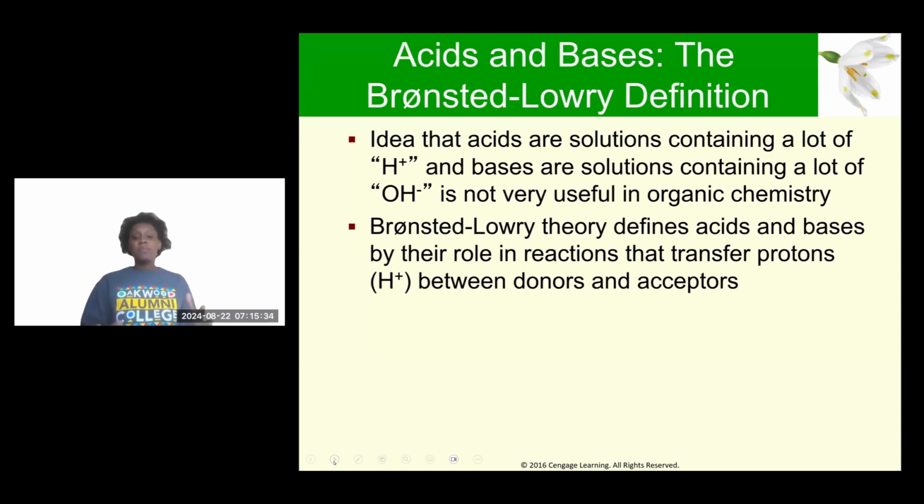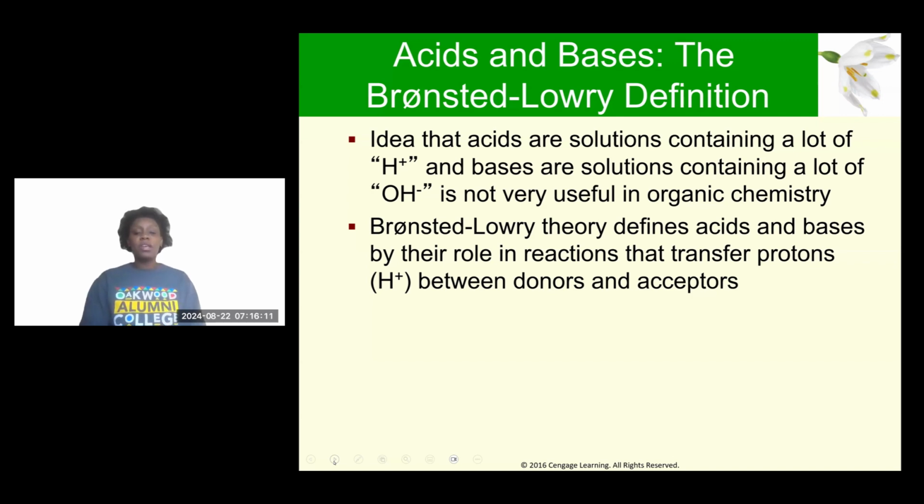All right, so in Gen Chem, you guys remember that an acid and base was based on how much hydrogen and hydronium ions and hydroxyl ions were present inside of the solution. However, in organic chemistry, that is not useful. You can't just use how much H plus and OH minus are inside of the solution. And so we're going to use a definition for this.